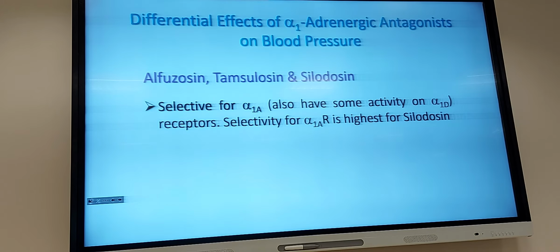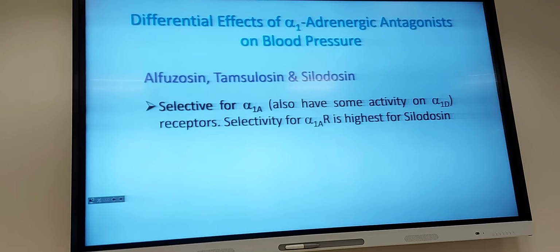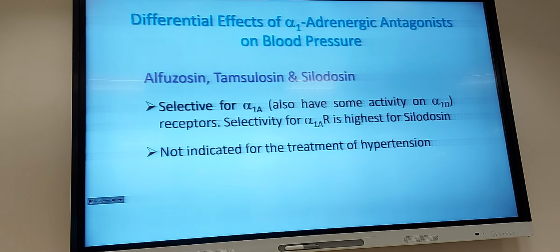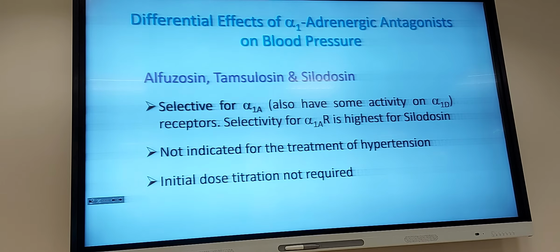But these three, alfuzosin, tamsulosin, and silodosin, they are alpha 1A selective, or uroselective. And among them, silodosin has the highest selectivity for alpha 1A, but others are also alpha 1A selective. So they are not indicated for the treatment of hypertension because they have no effect on vasculature. Therefore you don't need the initial dose titration because you don't have that first-dose phenomenon with them. They are not affecting the vasculature.